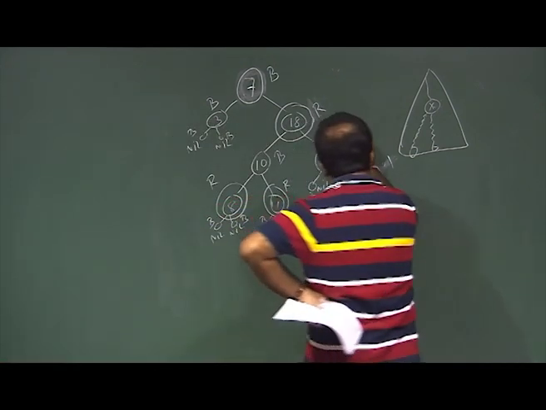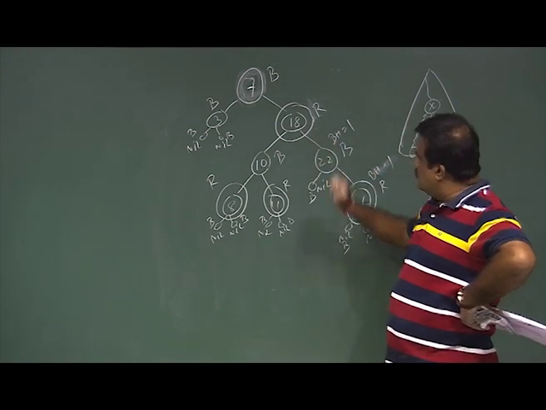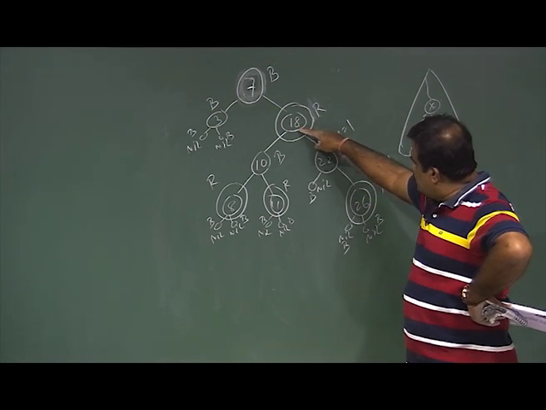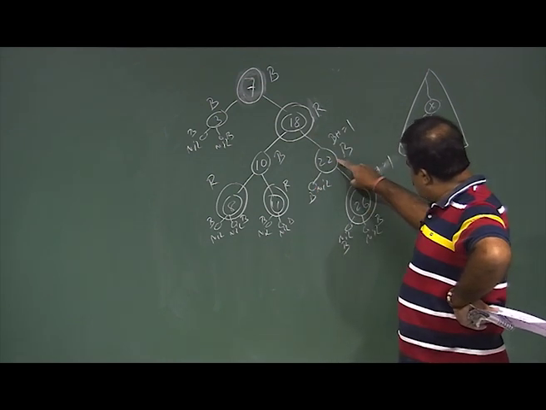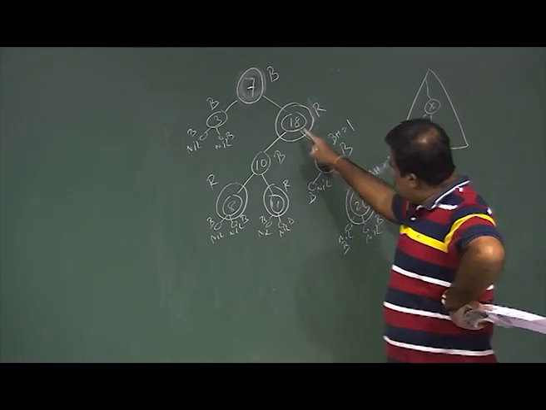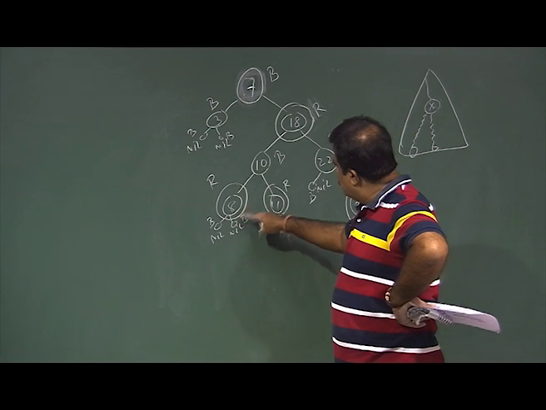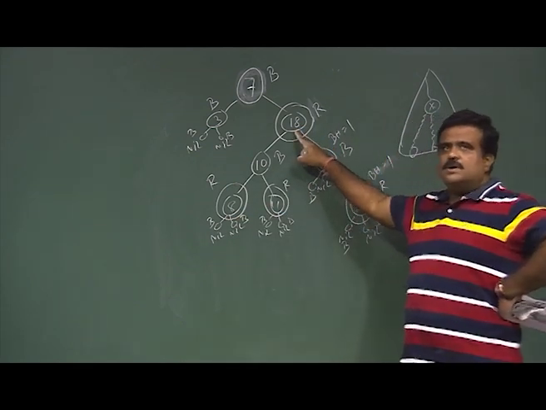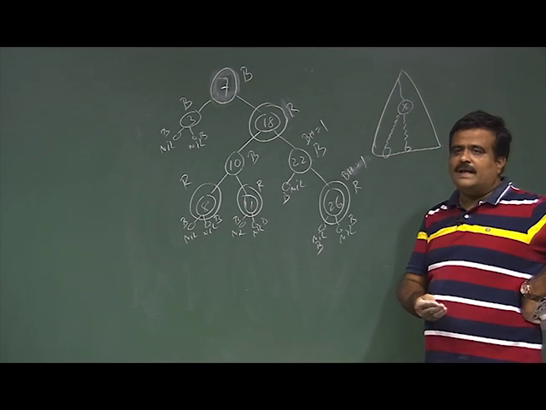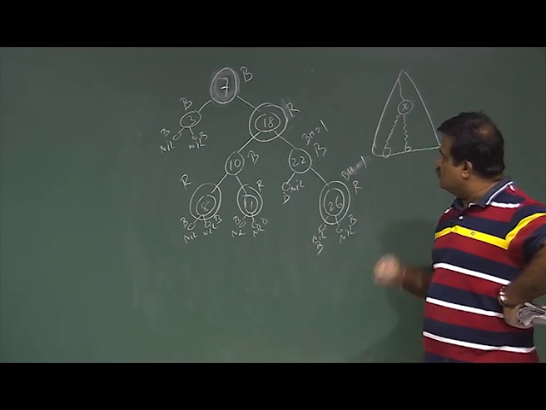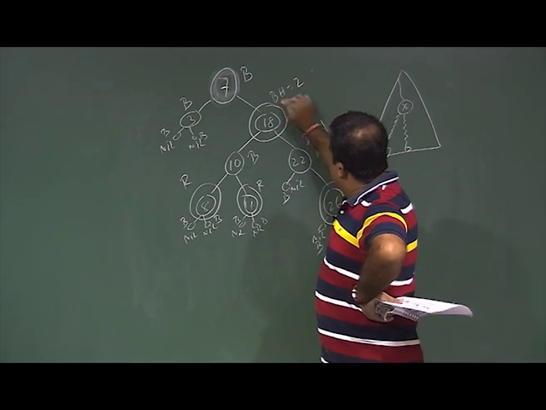So, that means the black height of this is also 1. Now, consider this path from this to this, how many? 2 black nodes, 1, 2. Consider this path, 1, 2. Consider this path, 1, 2. So, from this node, if we look at all the simple paths from this node to the leaf, all have the same number of black nodes, which is basically 2. So, the black height of this node is 2.